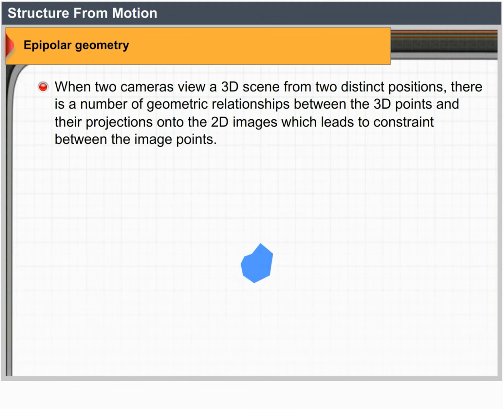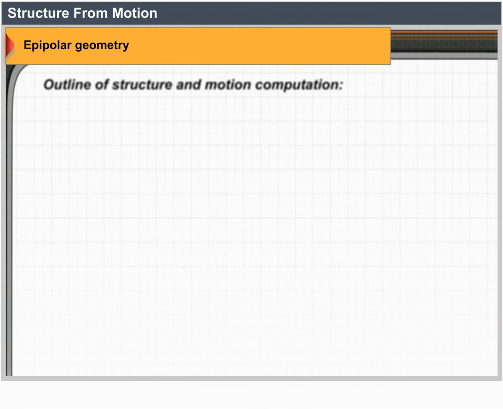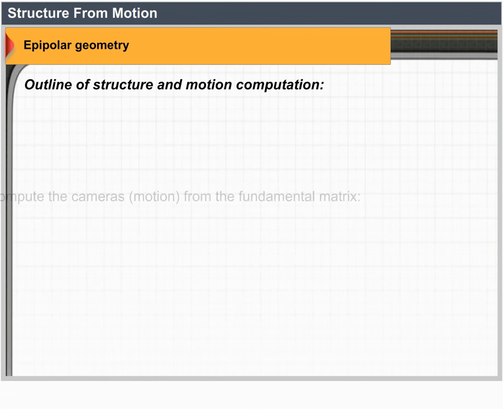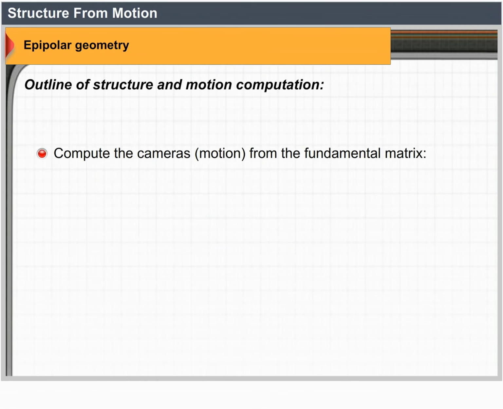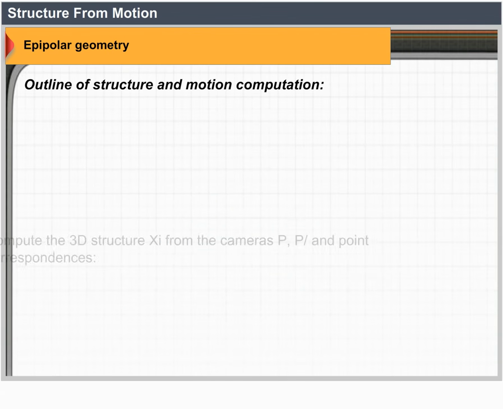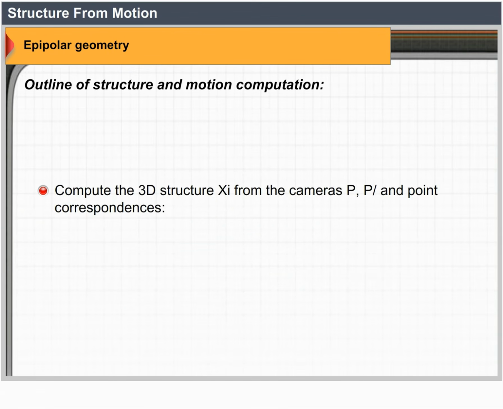Outline of structure and motion computation. Compute the fundamental matrix F from point correspondences xi tends to xi dash. Compute the camera's motion from the fundamental matrix, equations on screen. Compute the 3D structure Xi from the cameras P, P dash and point correspondences xi tends to xi dash, triangulation.